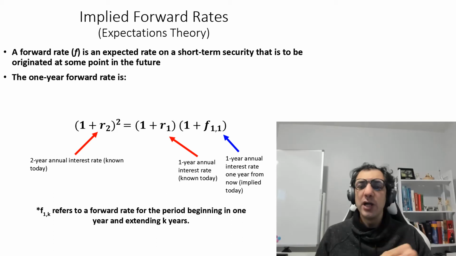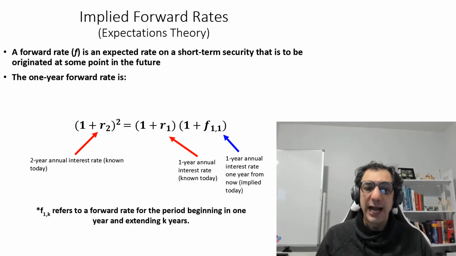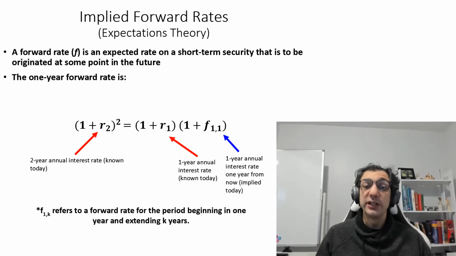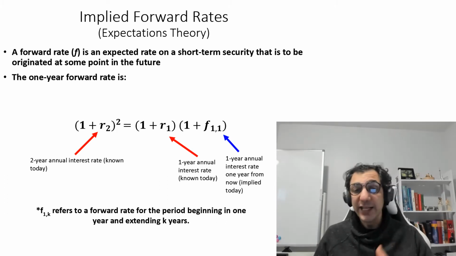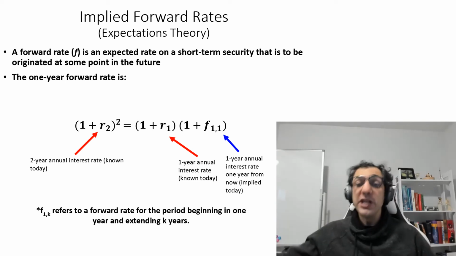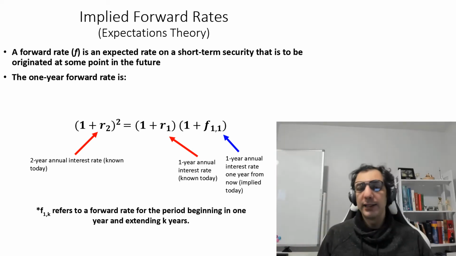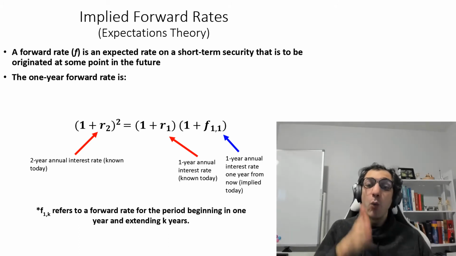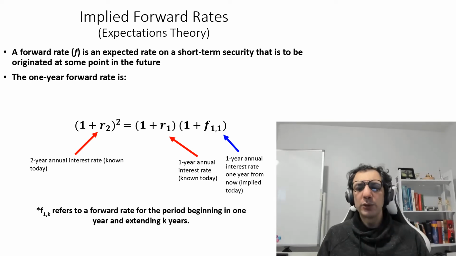And here you see I'm using a forward rate of 1, comma 1. What does it mean? The first one is referring to the 1 year period, so it's starting 1 year from now, and the second one is showing for how many years you are going to expect or calculate the forward rate. So that's the forward rate 1 year from now, and it's for 1 year. Now let's look at the example to explain this concept.